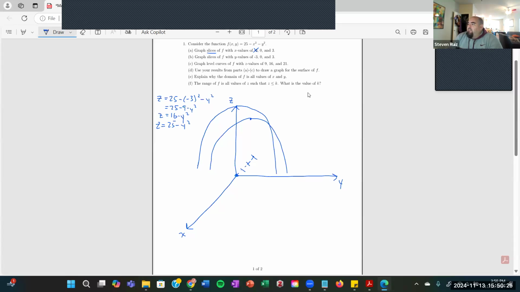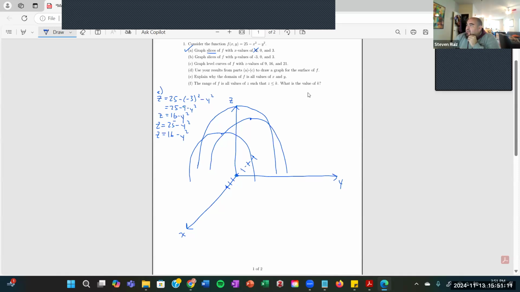All right, and then finally, if I plug in 3 for x, I'm going to have z equals 16 minus y squared again. So that's identical to the first slice that I drew, except now this is going to be 3 units into the foreground. So I'm going to draw that graph into the foreground, vertex about there, something like that. So those are my slices where I have my x values constant. So I'm done with step A.